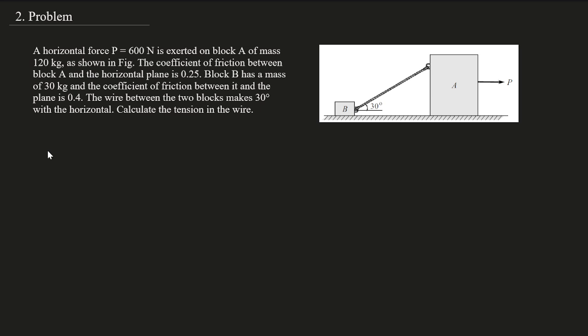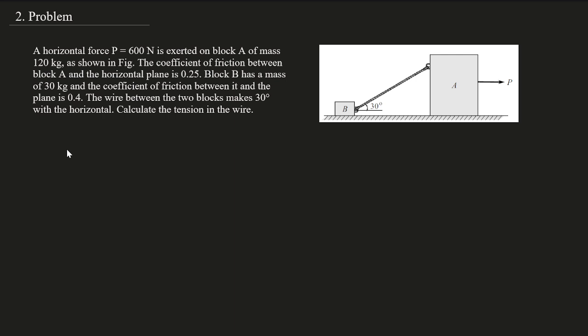In this video, we will see a problem on Newton's second law or D'Alembert's principle. The problem states that a horizontal force P equal to 600 Newton is exerted on block A of mass 120 kg as shown in the figure. The coefficient of friction between block A and the horizontal plane is 0.25. Block B has a mass of 30 kg and the coefficient of friction between it and the plane is 0.4. The wire between the two blocks makes 30° with horizontal. Calculate the tension in the wire.